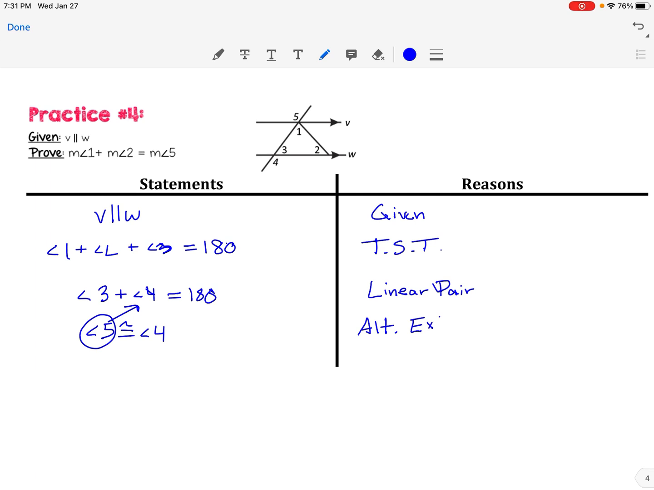So this is one of our parallel line relationships. Okay, alternate exterior angles. So we rewrite this. We're going to plug in that angle 5. So angle 3 plus, instead of angle 4, we're now going to plug in angle 5 equals 180. So there is a substitution step.